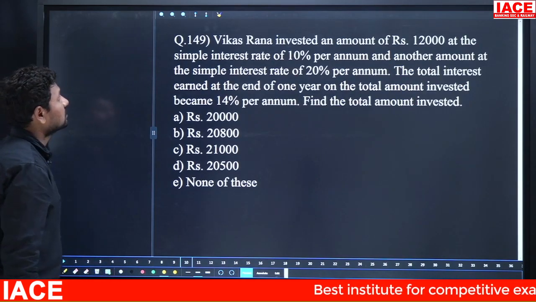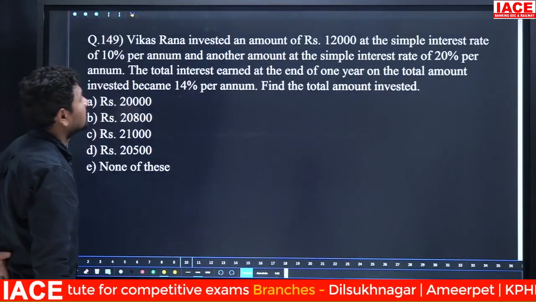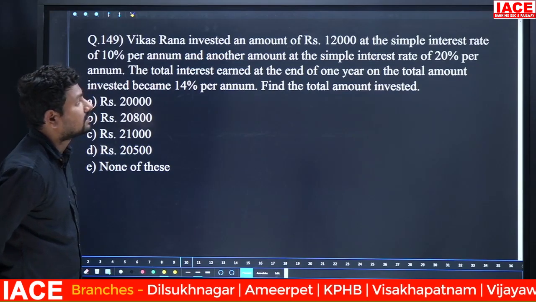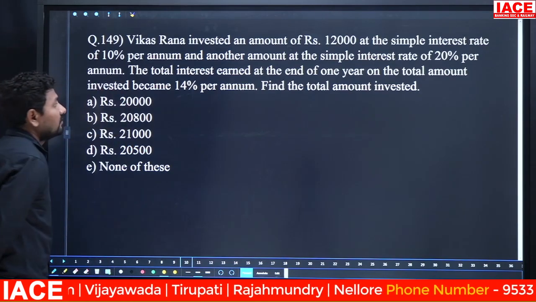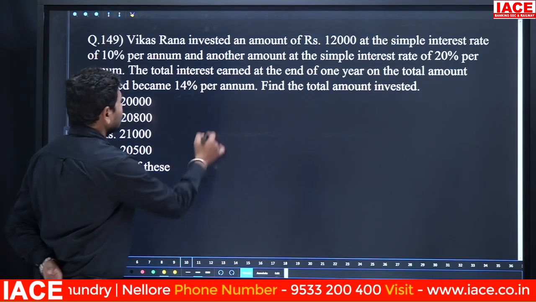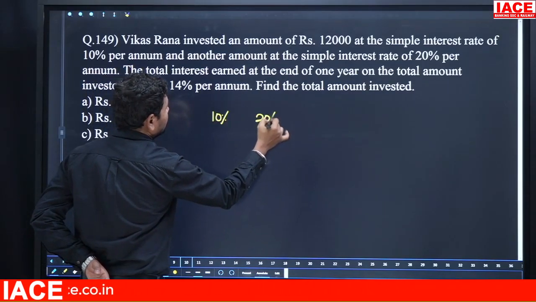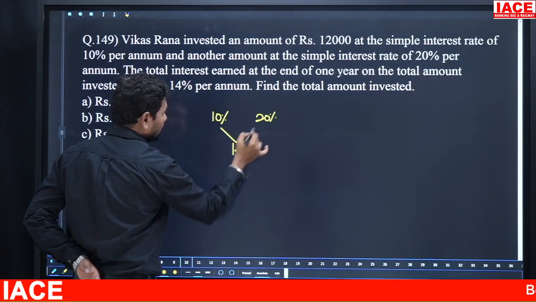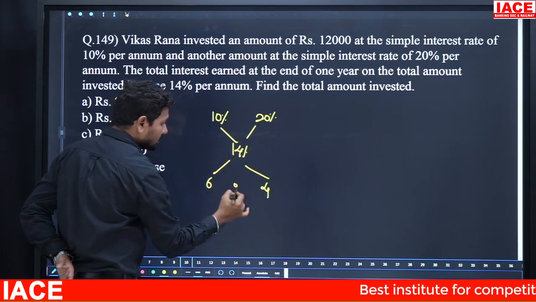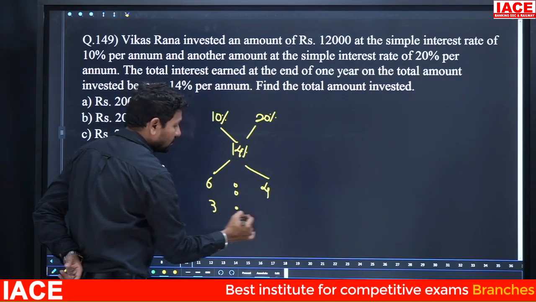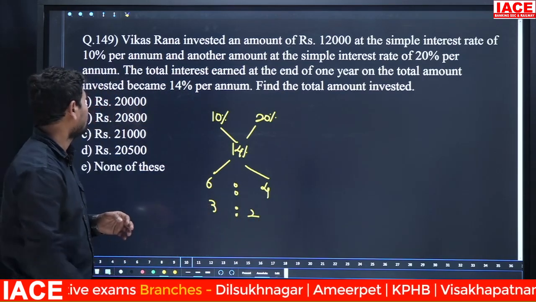Look at the next miscellaneous questions. Vikas Rana invested an amount 12,000 rupees at the simple interest rate 10% per annum, and another amount at simple interest 20% per annum. The total interest earned at the end of 1 year on the total amount invested becomes 14%. Here is the 10%, 20%, 14%. Apply the mixture and allocation, we will get the parts of the money. 10 to 14 difference is 4, 14 to 20 difference is 6. 6 is to 4, we can divide it by 2, 3 and 2, the ratio is finally 3 is to 2. 3 plus 2 is equal to how many parts?